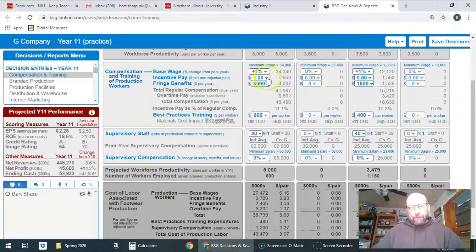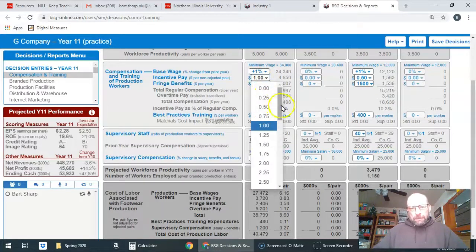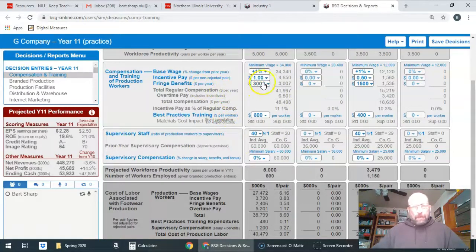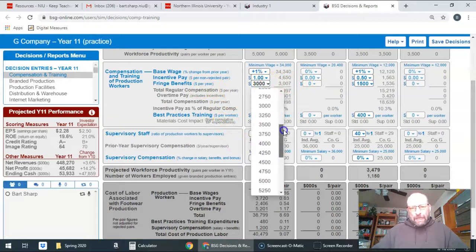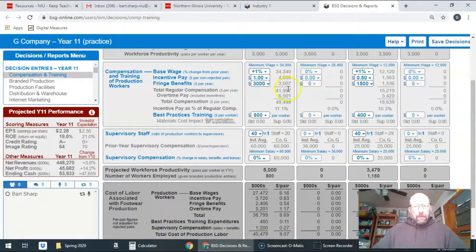Incentives. So this is manufacturing. Not every product that gets produced meets quality standards. Some of them are scrap. They have to be thrown away. So with this incentive pay, each worker gets a bonus for each non-rejected pair they produce. How big of a bonus is that going to be? You can give them nothing, or as much as $8 a pair. Fringe benefits, you can increase or decrease that. Best practices training, let me come back to that in a second.